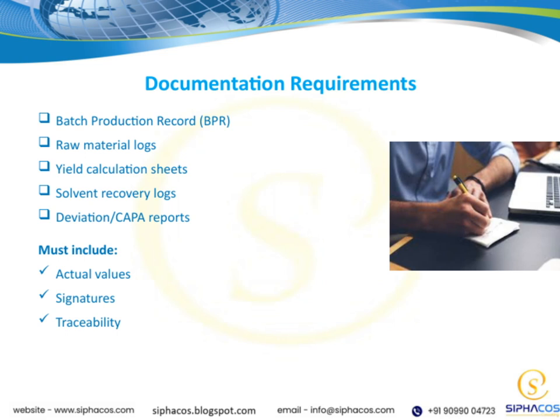Finally, deviation and corrective and preventive action, or CAPA reports, are essential for capturing any deviations from standard procedures. These reports should include detailed descriptions, root cause analyses, and the actions taken to prevent recurrence. Proper documentation here ensures continuous improvement and regulatory compliance. In summary, thorough documentation with actual values, signatures, and traceability isn't just about record keeping. It's about ensuring the integrity of our process, accountability, and compliance with industry standards.